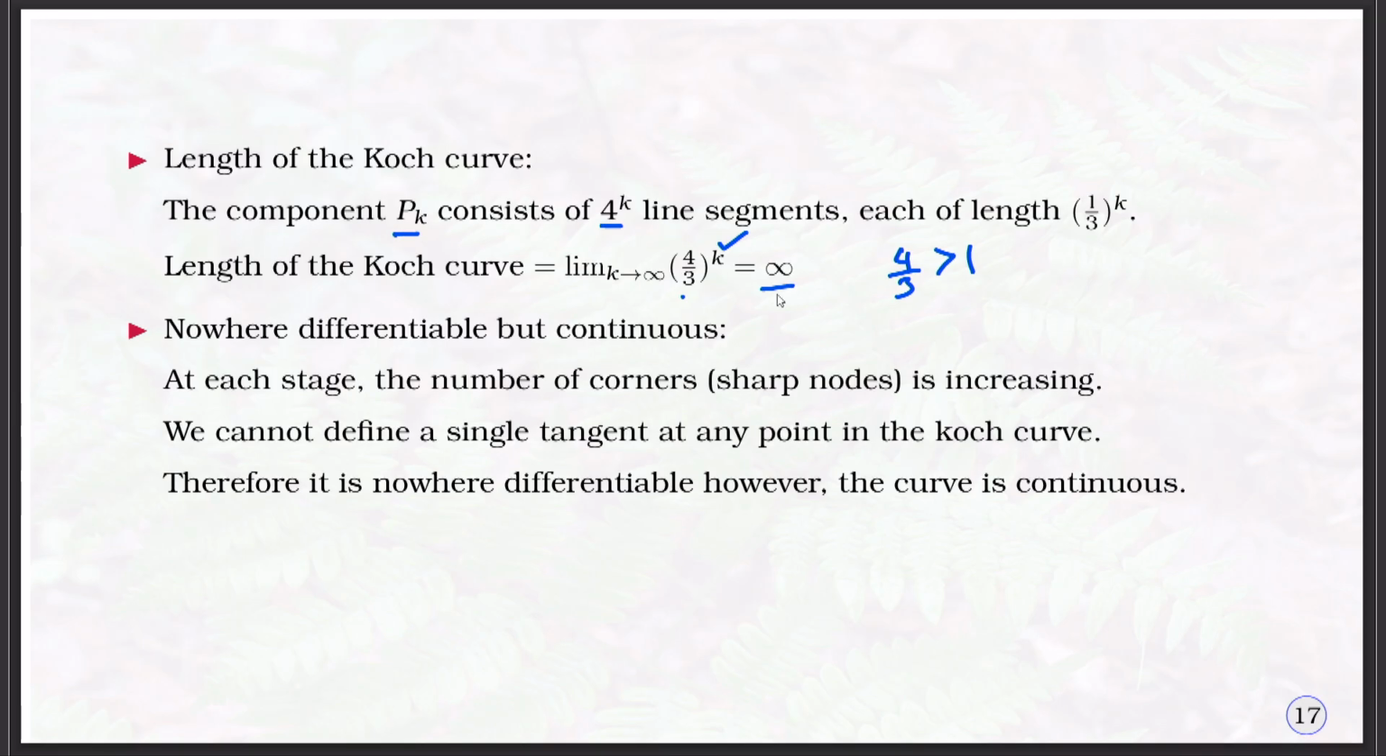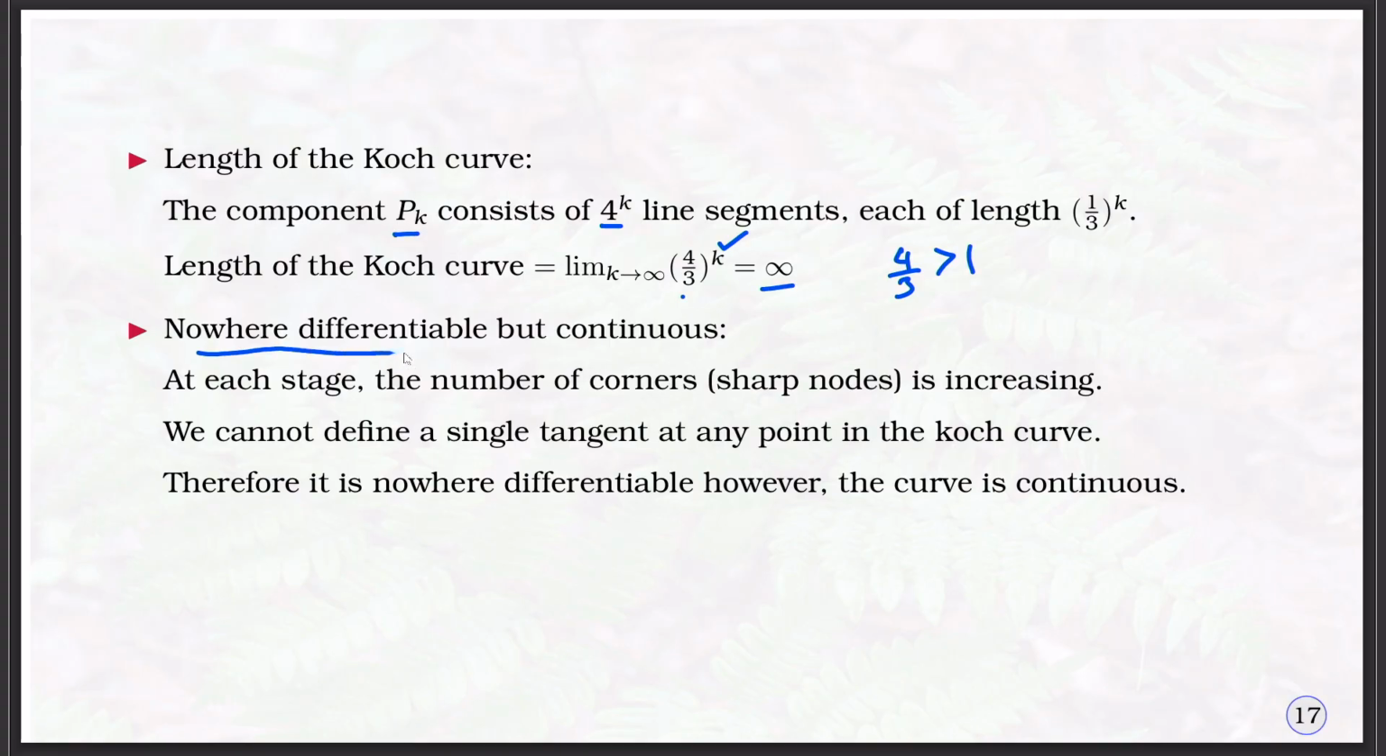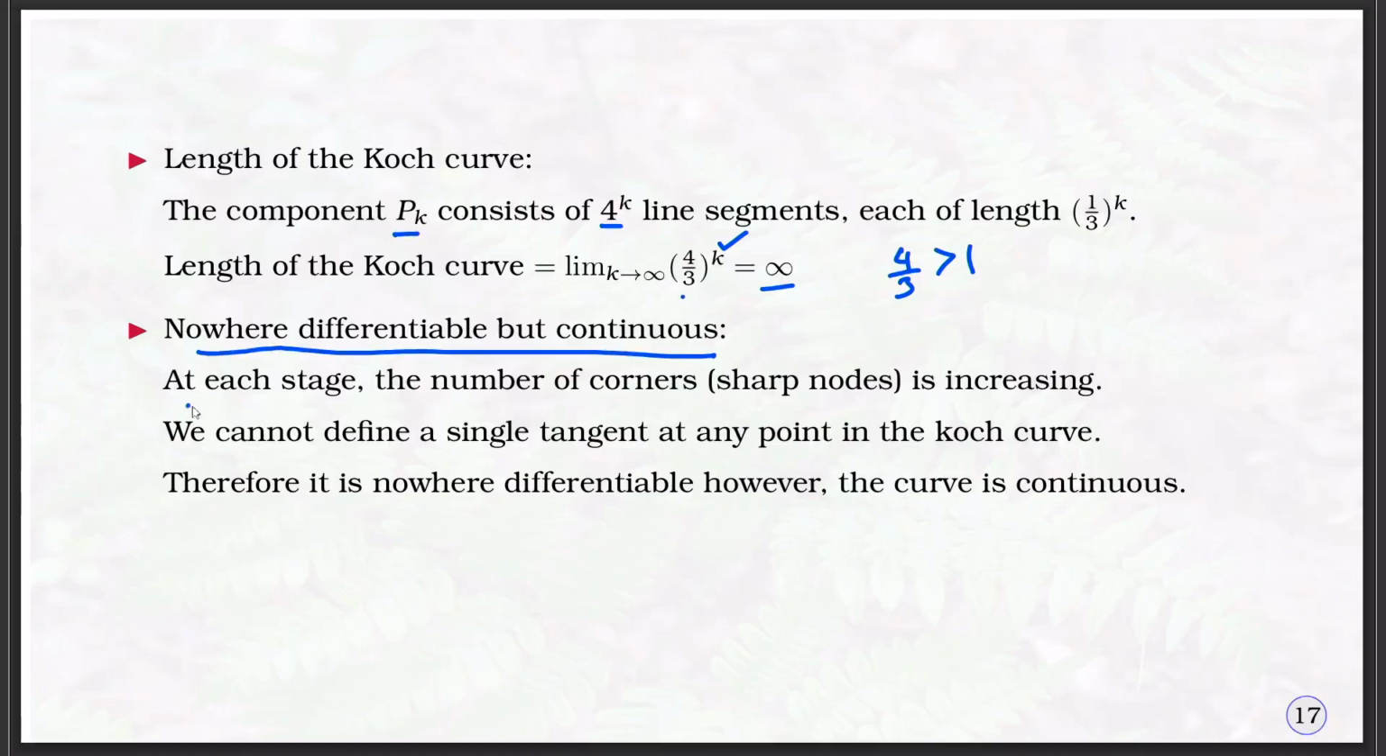And the Van Koch curve has some other different mathematical properties. That means, it is a continuous but nowhere differentiable function. The Van Koch curve is continuous everywhere, but nowhere differentiable. So, what is meant by differentiability and continuity? Now let me briefly explain why this function is continuous everywhere and nowhere differentiable. At each stage, the number of corners, that means the sharp nodes, is increasing.